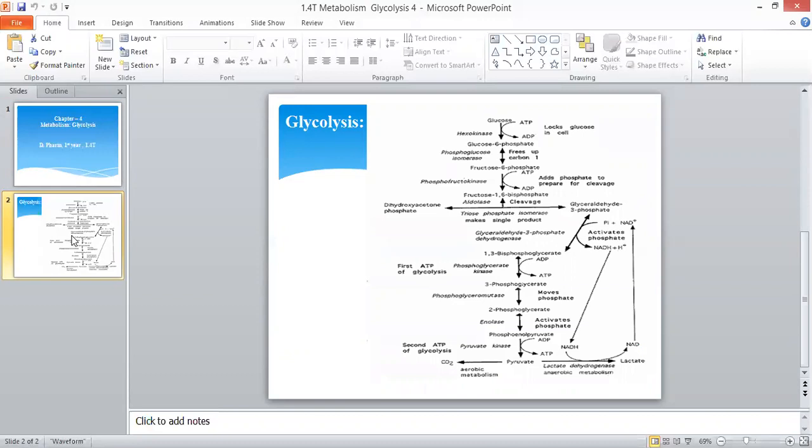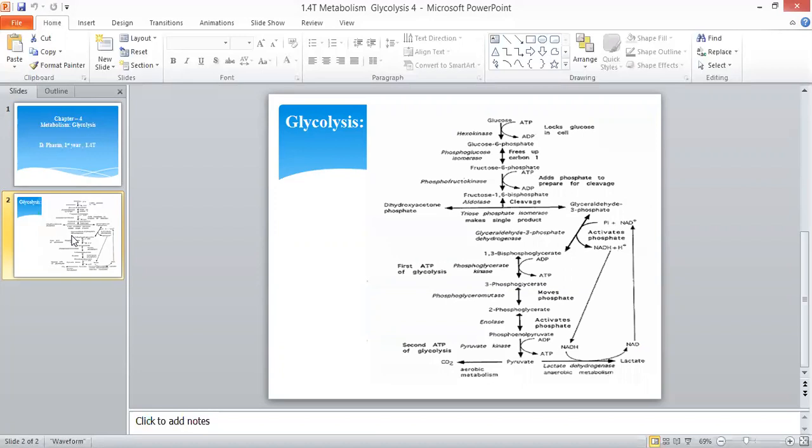Glycolysis is an anaerobic phase of carbohydrate metabolism. All the enzymes of glycolysis are found in the extra-mitochondrial soluble fraction of the cell. Now, the reactions of glycolysis.